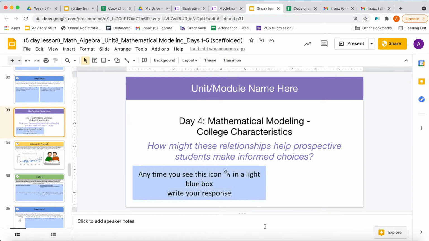In this video, I'm going to support you in completing the Explorer for Day 4 in Mathematical Modeling Characteristics. At this point, you should have created your own model and answered some questions about it, thinking deeply about the different relationships that you saw within the data set.